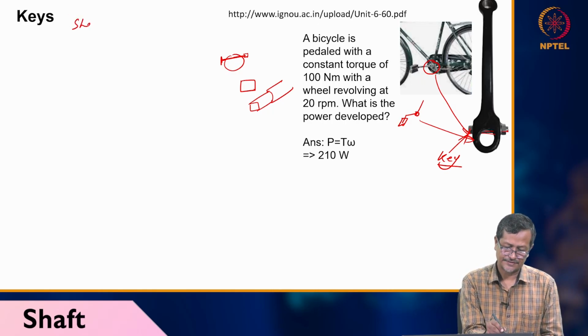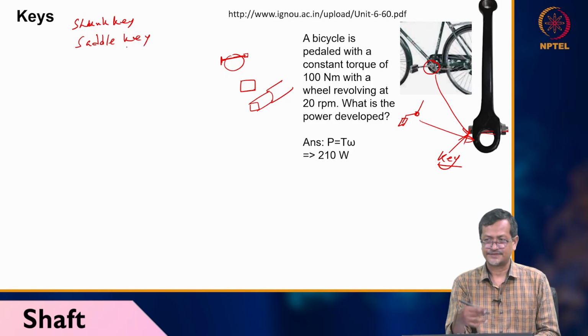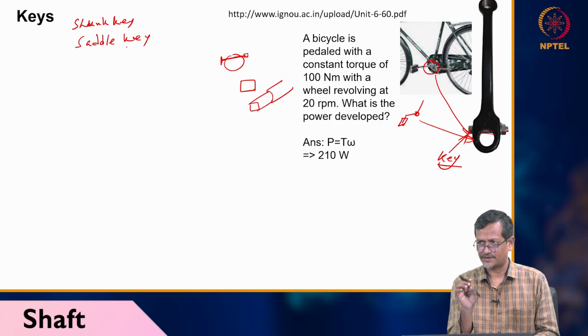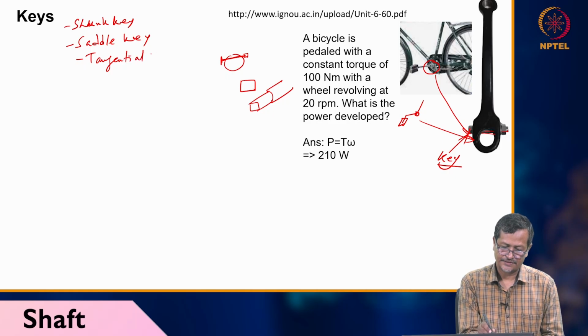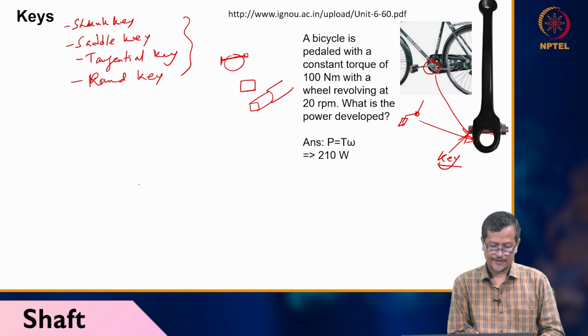One will be shank keys, saddle keys. We are not going to discuss in detail all the keys, just one key I will take, and I will try to discuss how the forces are getting transferred in the key and what is the purpose of that one. Okay, see, tangential key, and round key. Okay, there are many types of keys.